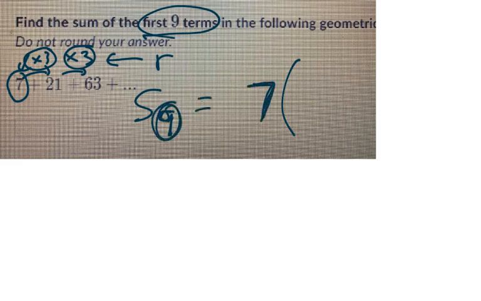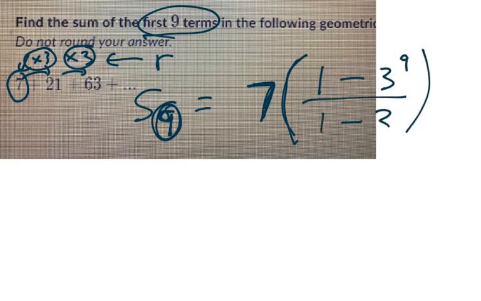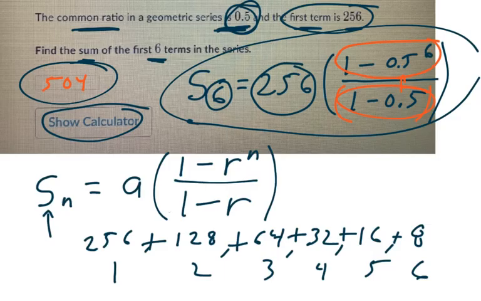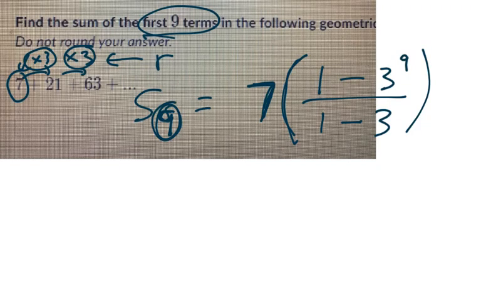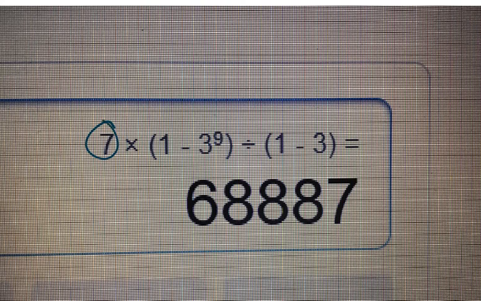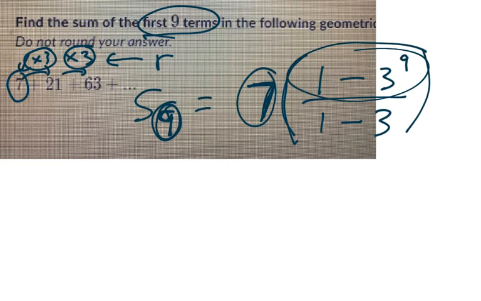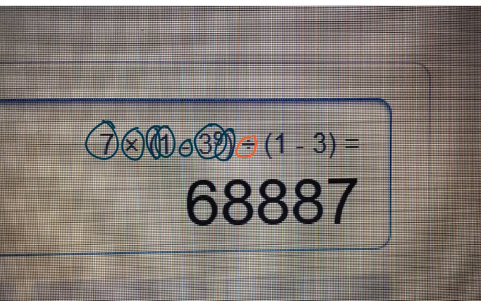It's simply going to be the first number, 7, times 1 minus, the ratio was 3 to the 9, divided by 1 minus, the ratio is 3. Again, all I did, guys, was this formula right here. R was 3, A was 7. We're almost done, guys, because we're going to go to our calculator. I did 7 times, parentheses, use those parentheses, 1 minus 3 to the 9, close parentheses. Now I'm going to divide by that in parentheses, keep that together. So divided by parentheses, 1 minus 3, close parentheses.